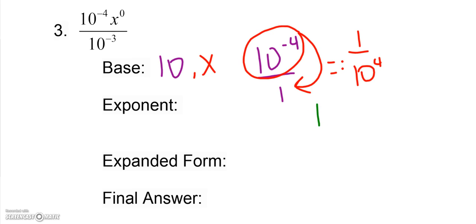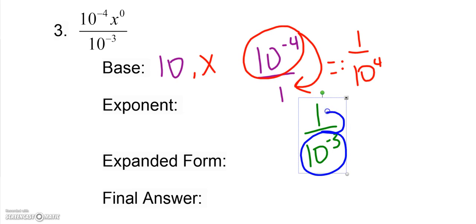Alright, so we have 1 over 10 to the negative 3. That means this one is going to have to go to the top, because it just has to go to the other side. And then x to the 0, this one right here, is equal to 1. Anything to the 0 power is equal to 1. So that means currently I have 10 cubed over 10 to the 4th. I don't have to write that 1 because anything times 1 is itself.